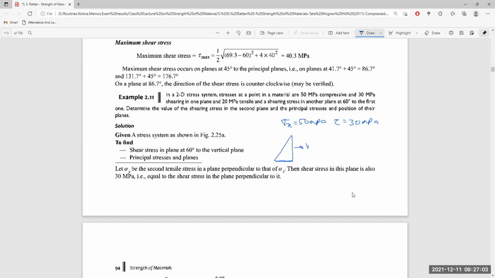Sigma x is acting here. This is 50 MPa. Tau is acting here, in the clockwise direction, 30 MPa. And sigma y is not known. We have to find the value of the shearing stress plane and the principal stress.